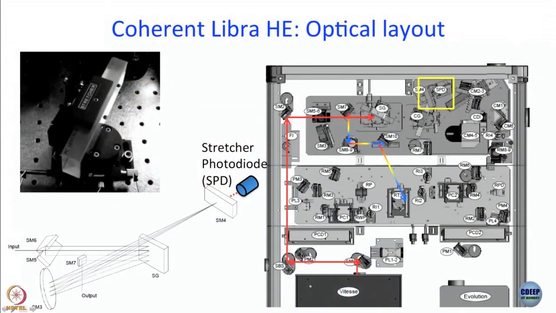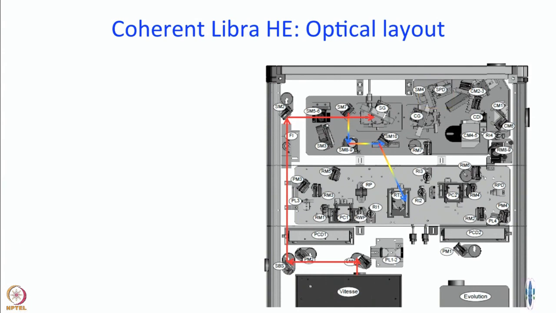Then it comes to PM2, then we have another one, PL3, L is lens, then PM3, let us go one by one. So, PM1 first hit, then it has gone to PM2, PM1, PM2. Then from PM2, it goes through PL3 to PM3. From PM3, it goes straight through the tisapher rod. And while doing that, it goes through one of these mirrors.